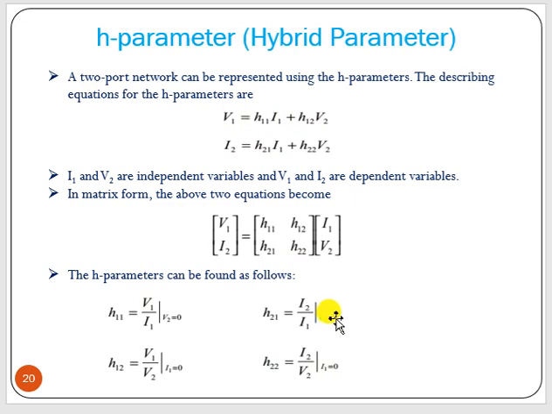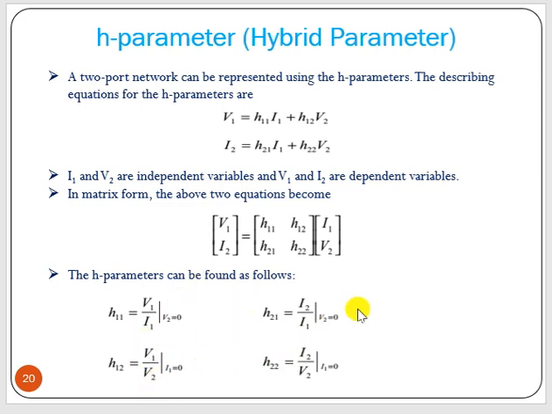when V2 is 0 for this case. When I1 is 0, we can find out H12 which is V1 by V2, and H22 which is I2 by V2. Now looking into these four expressions, what we can see here, either we are making V2 equal to 0 or we are making I1 equal to 0. That means we are short circuiting the output port, so V2 equal to 0, and we are making open circuiting of input port. We are making I1 equal to 0 to find out the H parameter.